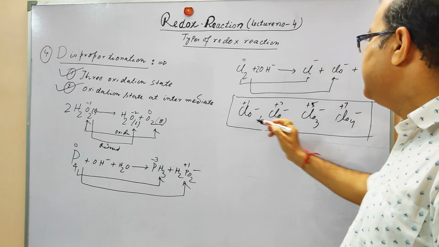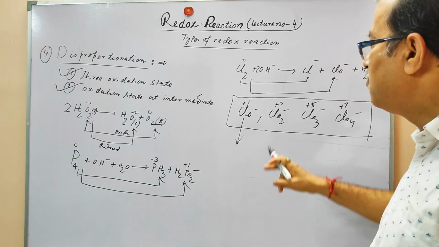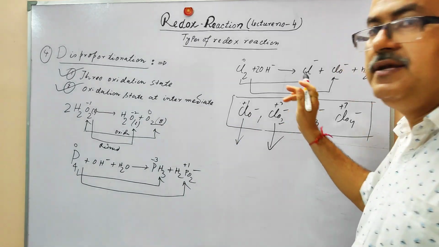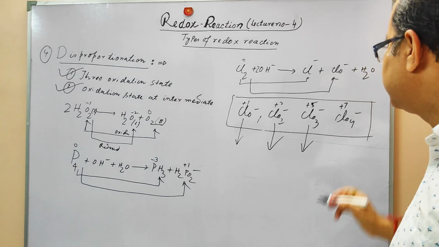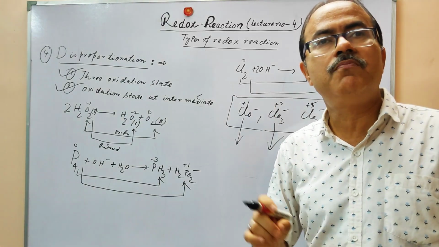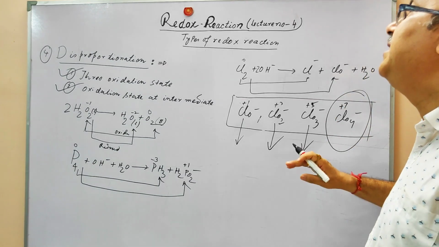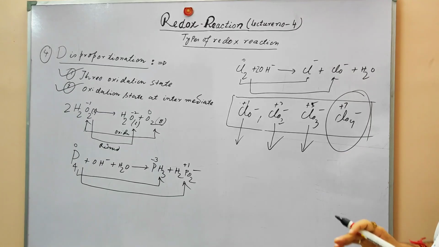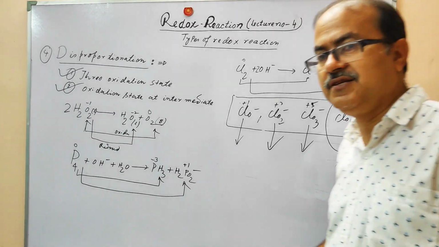So here the oxidation number of chlorine can increase or decrease. Here also the oxidation number can increase or decrease. Here also it can increase or decrease. But in this last case there is no chance, because the oxidation number of chlorine is at its maximum, that is +7. So it can only decrease, not increase. In that case, it will not show the disproportionation reaction.